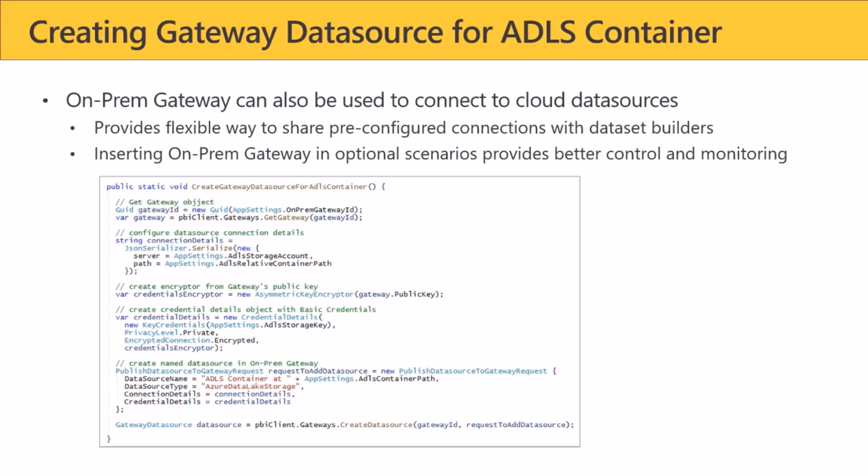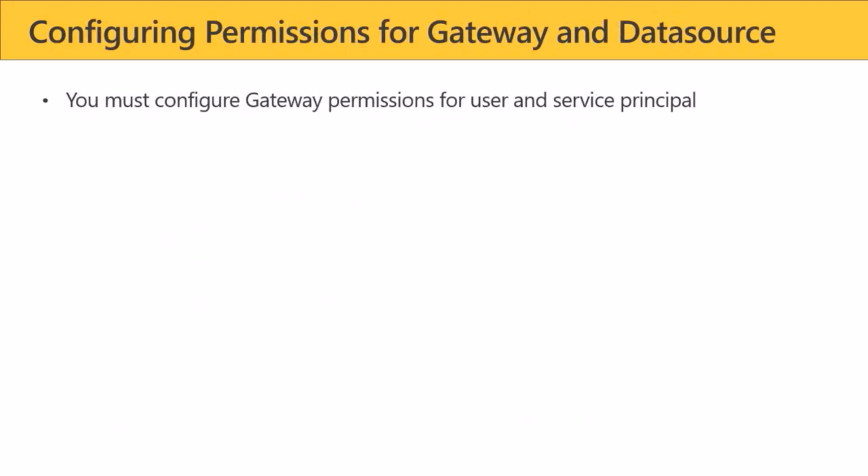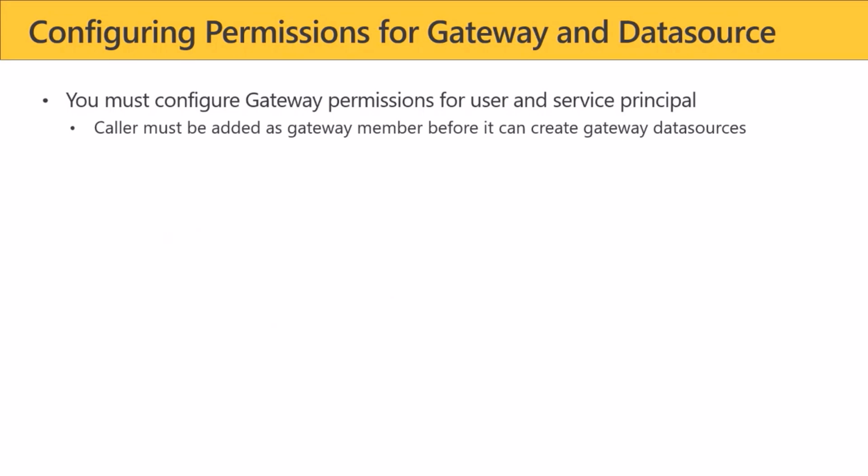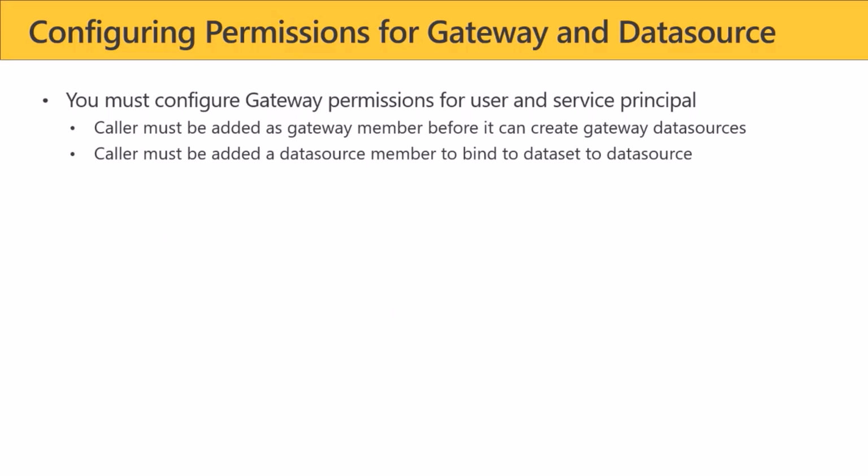Now, the last thing I want to cover is once you've created your data source inside the on-prem gateway, you need to connect it, or what we call bind it, to a data source. Now, in order to do the binding, the caller has to be added as a gateway member before it can create gateway data sources.